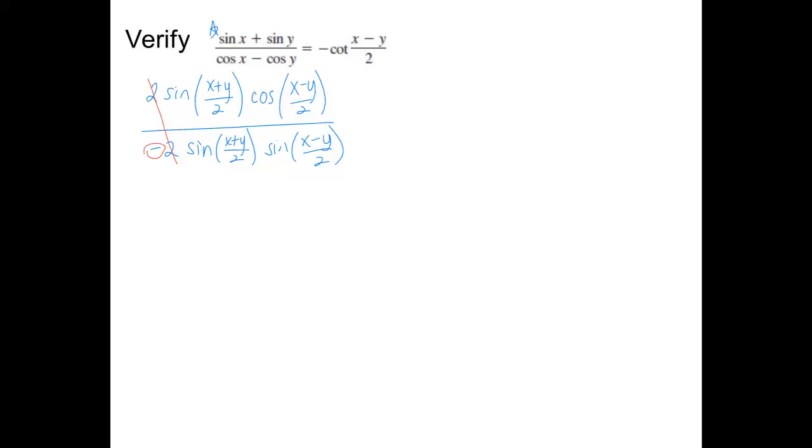Note, though, that I do have a negative, so that did not cancel. If we look, we have sine over sine. We have to be careful here which ones we can get rid of. I see x plus y over 2, so these two sines can cancel.